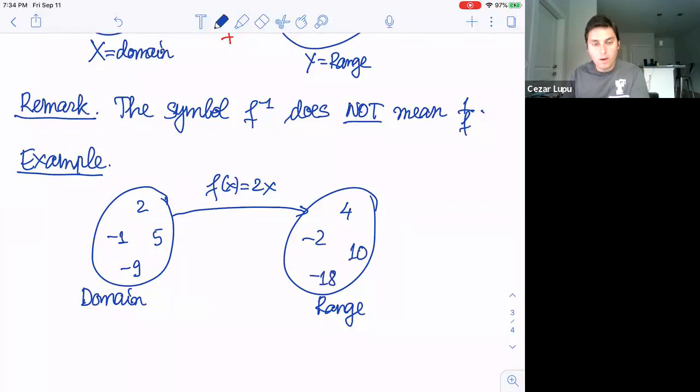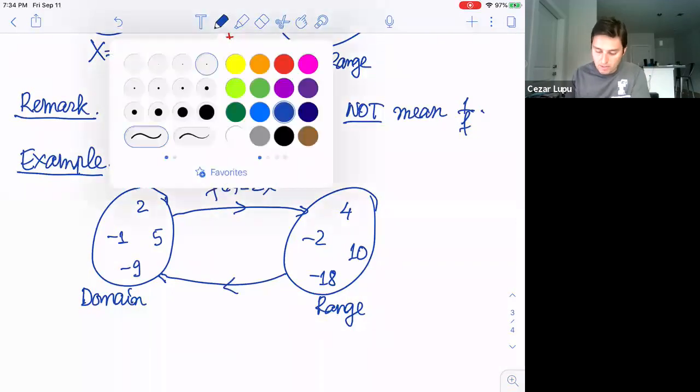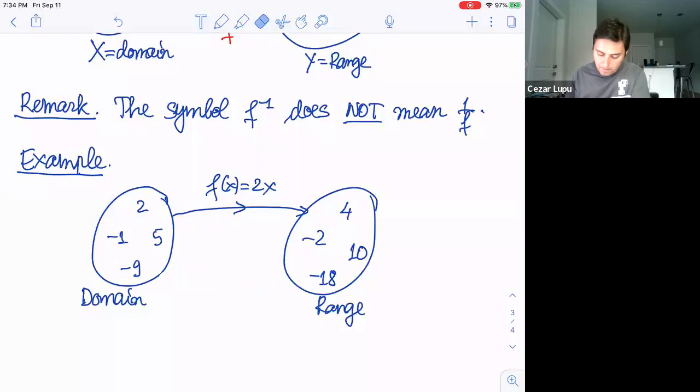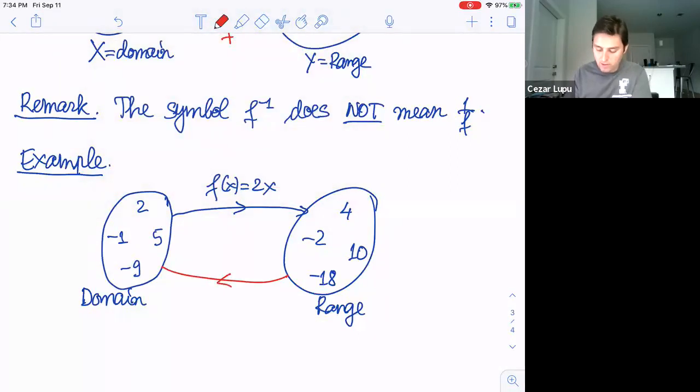Well, guess what? If I want to send these back from the range, how are we going to do that? Well, the function that will send these back is this function: f of x is x over 2. And this is what we call the inverse. So that would be the inverse.